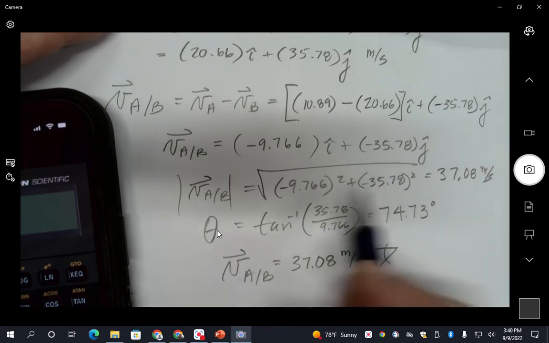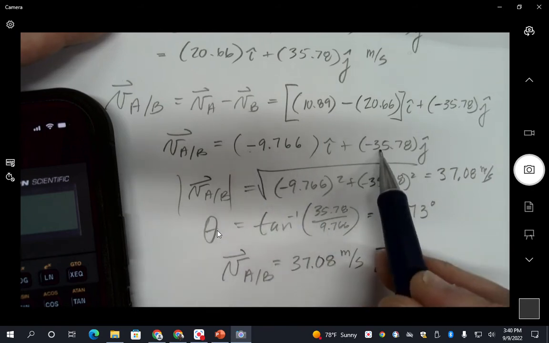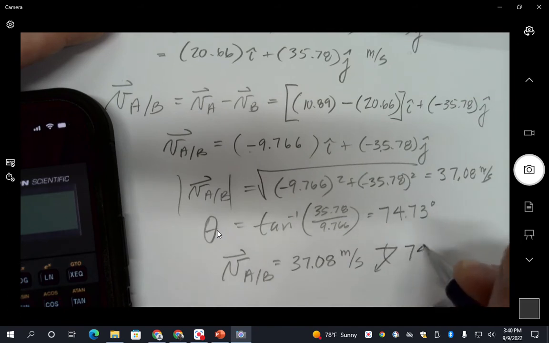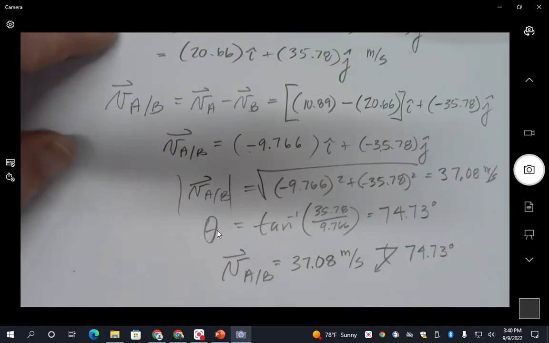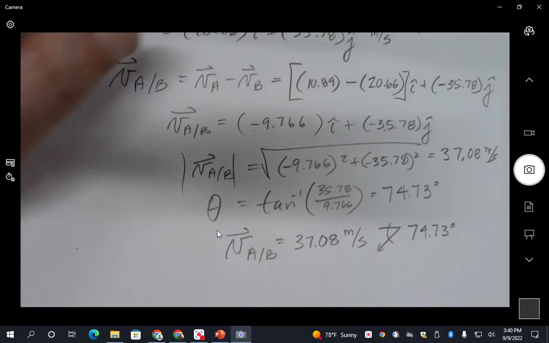I don't know if I like this. It's got to be in that quadrant, right? That way and that way. Yeah, okay, that's fine. Yep, 74.73. Wow. This triangle is going to be really ugly. So a real triangle of this would be crazy ugly.